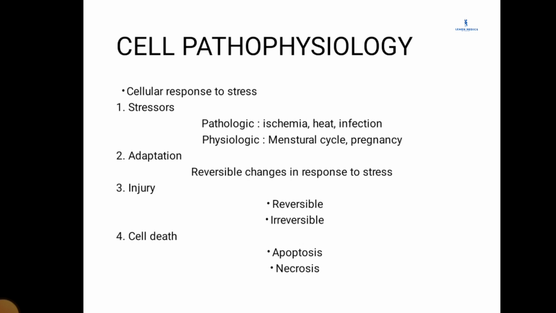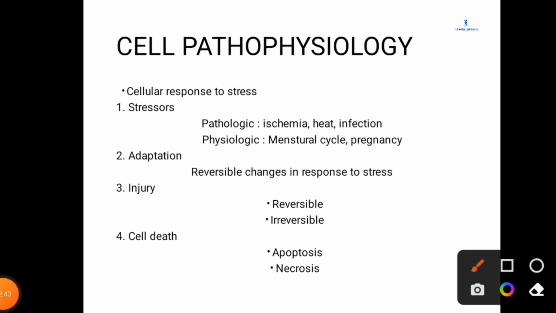The adaptation may involve reversible changes in response to the stress. If the stress is removed, the cells can return to their normal state from the adaptation. But prolonged adaptation may lead to injury. Injury may be reversible or irreversible. When irreversible injury occurs, it further leads to cell death, which is either apoptosis or necrosis. Apoptosis is programmed, and necrosis is unprogrammed. So in this module, we are going to deal with all the basic concepts of adaptations.